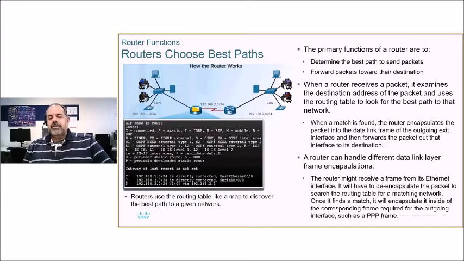A router can handle different data link layer frame encapsulations. As you can see on the router here, you've got an Ethernet LAN here, and you've got a serial port there. That would be either HDLC or PPP typically, and this would be Ethernet. Two different layer 2 encapsulations, and so you would actually strip the layer 2 off of it if it arrives from the Ethernet, and then put a different layer 2 on it to send it over the serial.